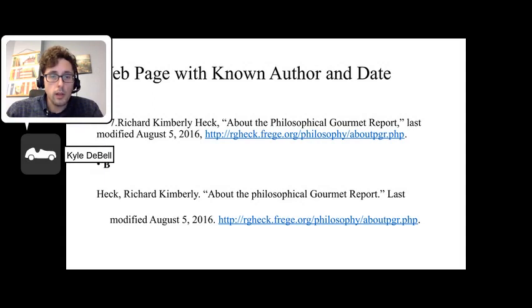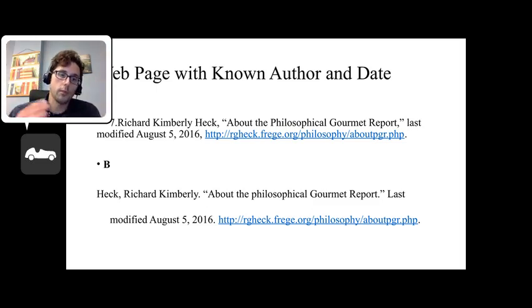All right, and as you can see, with web pages with known author and date, you follow what we talked about in the previous slide, but you obviously put in the author's name. With footnotes, it's pretty much the same as books and journal articles. In the footnote, first name, last name. In the bibliographic entry, last name, first name. And there you have it. And with the link, you leave the link there.